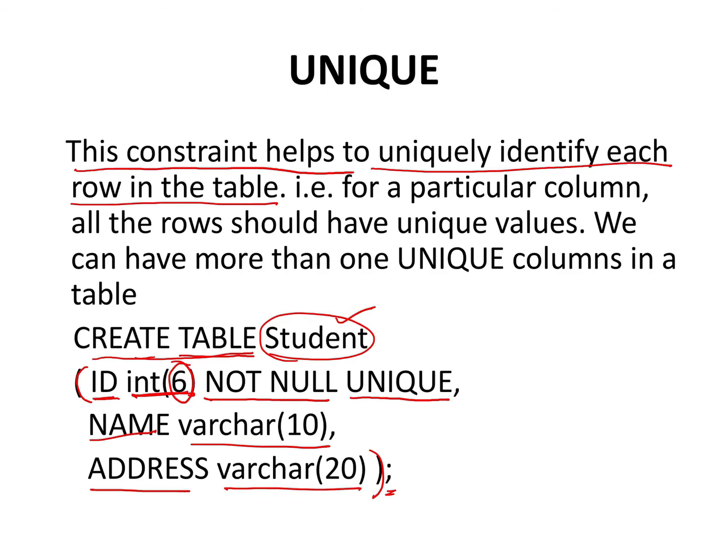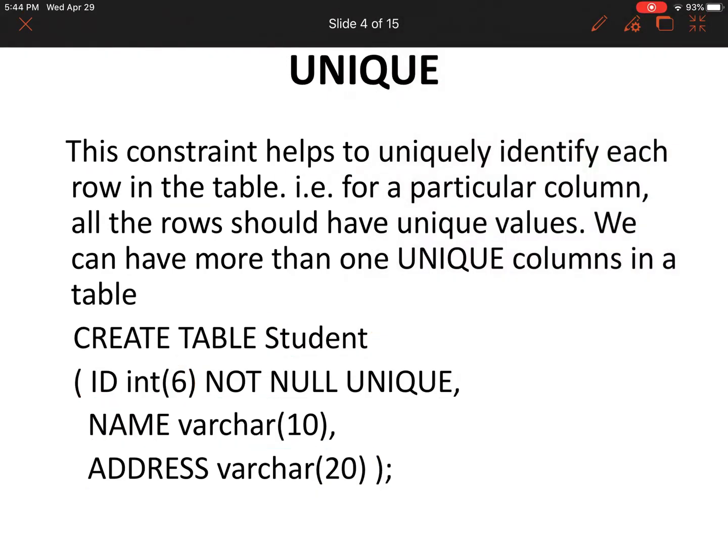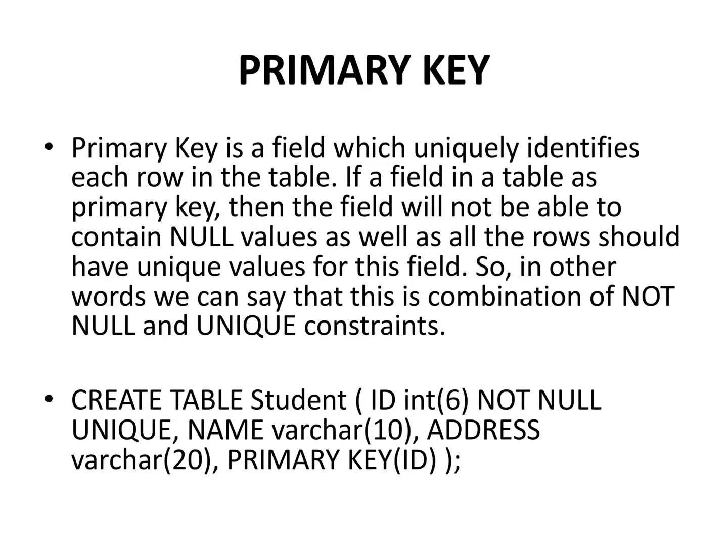Okay, then we have name with a variable character varchar 10, address varchar 10. So this is about the unique ID. Okay, unique constraint. Now let's go to the primary key.